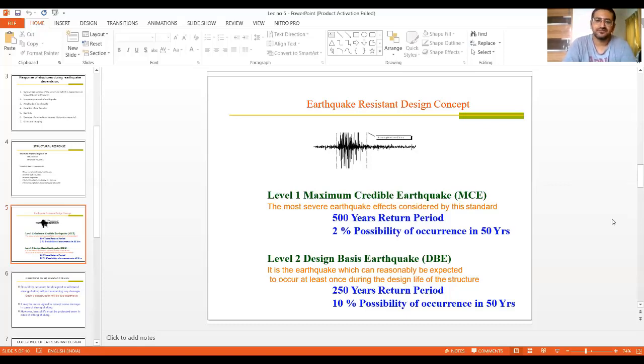So for something which is going to happen only once in a while, we cannot design our structures to be uneconomical throughout the life. So the code has given us an alternative, and that is you go for design basis earthquake. That is the earthquake which can be reasonably expected to occur at least once during the design life of the structure. That is 10% possibility of occurrence in 50 years, right? So if you take into consideration the design basis earthquake and design your structure based on that, it is going to be an economical design, and it is also going to be a viable option, since you can expect that at least one earthquake of such magnitude is likely to occur during the lifespan of the structure, that is 50 to 75 years.